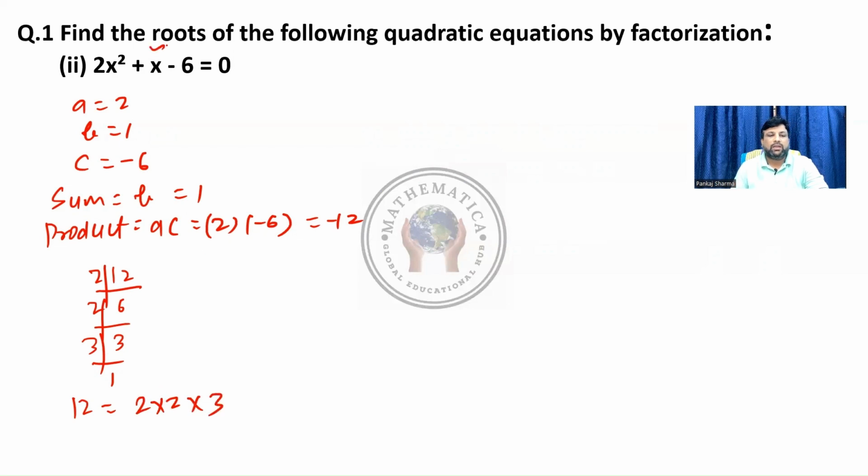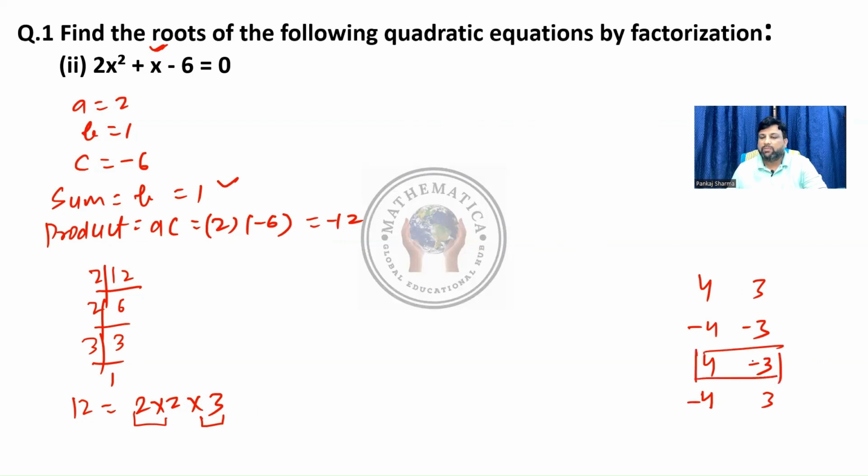We want the sum to be 1. So we can make the combination of 4 and 3. Either we can take 4 and 3 both positive, or both negative, or 4 positive and 3 negative, or 4 negative and 3 positive. The sum should be plus 1 and the product should be -12. So if I take 4 plus -3, the sum is plus 1. And if I find the product of 4 and -3, it will be -12. Understood?